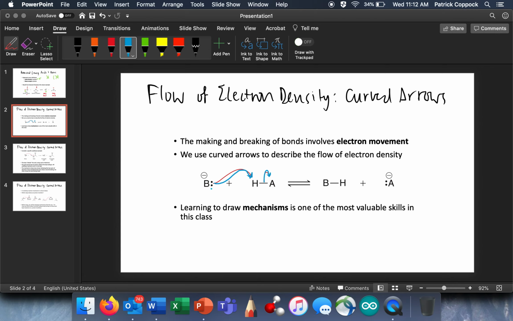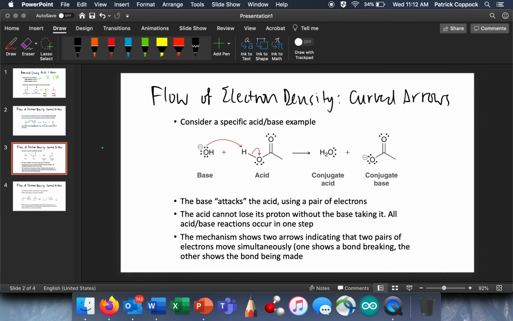Okay, so here was a base, here was an acid, here was a conjugate acid, and here was a conjugate base, right? Now, learning to draw mechanisms like this is super useful, and so we're going to do it ad nauseum. All right, so let's look at a specific example.